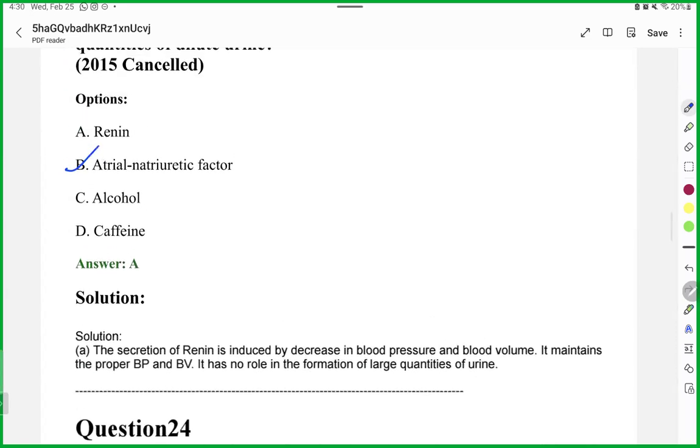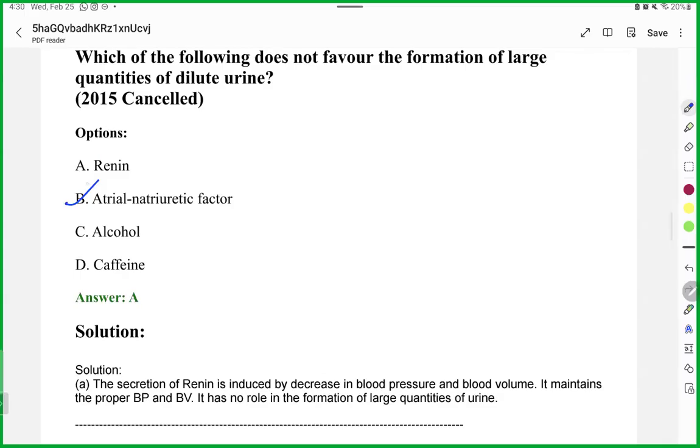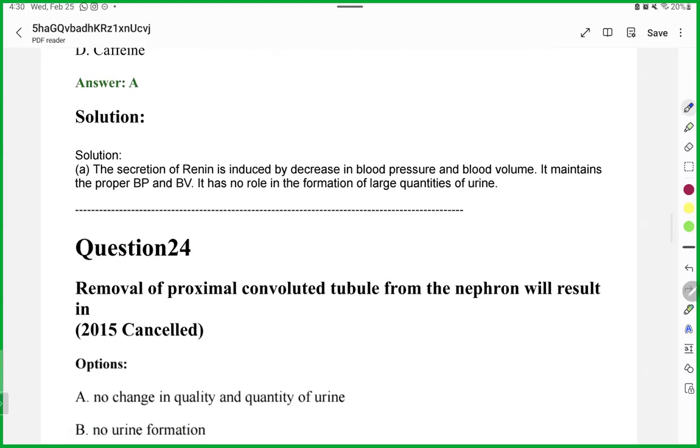Renin. Yes, sir. Decrease in renin makes BP more concentrated urine, right? Caffeine makes concentration, alcohol makes concentration because they're both dehydrating. Does not favor the formation of large quantities of dilute urine means not favor. Renin will favor the more quantity of urine, and ANF will do the opposite.